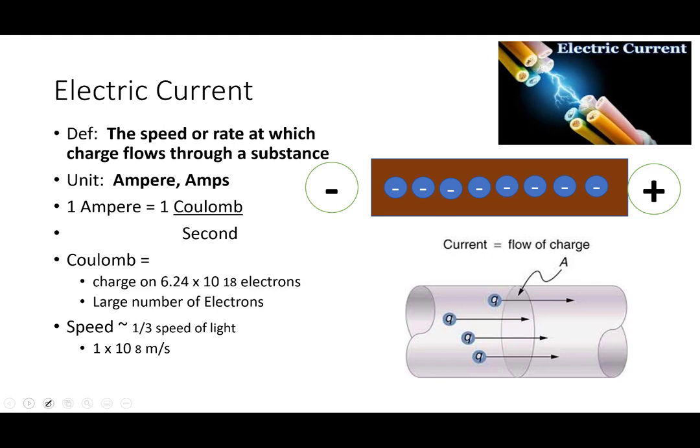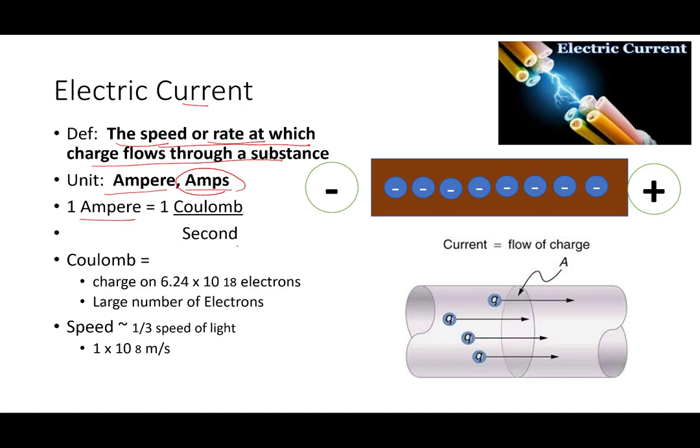Electric current is the speed or the rate at which charge flows through a substance. How quickly does that charge move through whatever conductor it's traveling through? The unit of electric current is the ampere, and it's very often abbreviated as amps. If you read the back of an appliance, very often it will say so many amps or so many milliamps. One ampere is equivalent to 1 coulomb per second.